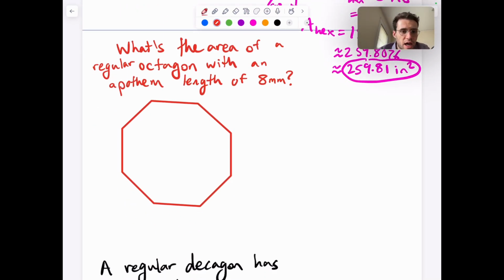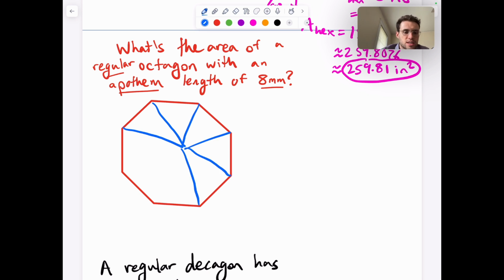So for this octagon, they give us that the apothem has a length of 8 millimeters, and it's also regular, so all the sides will be the same. We don't yet know what they are, but let's again do our first step and just divide that up into, in this case, 8 equally sized triangles by connecting all of the vertices to the center. I know I didn't draw it perfectly there, but now we know the apothem, which is the distance from the center to the midpoint of each of the sides, is going to be 8. Here, essentially that's the height of those triangles.